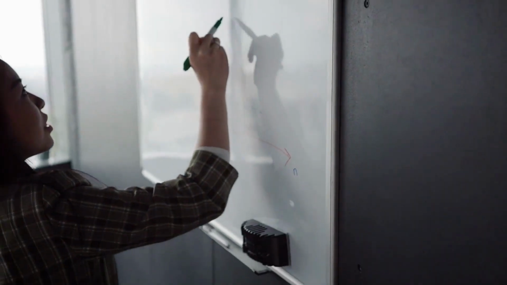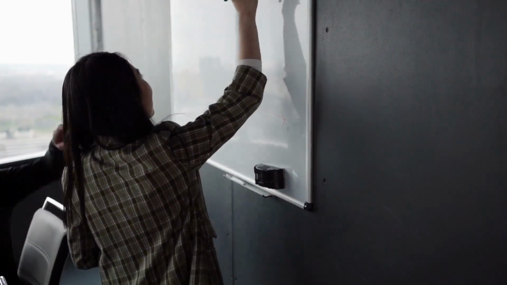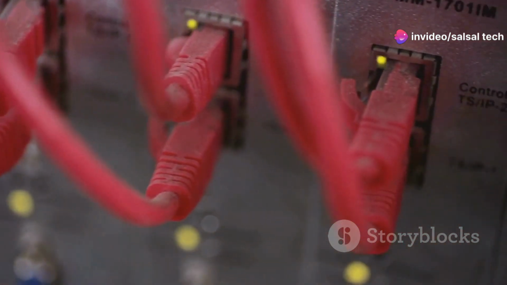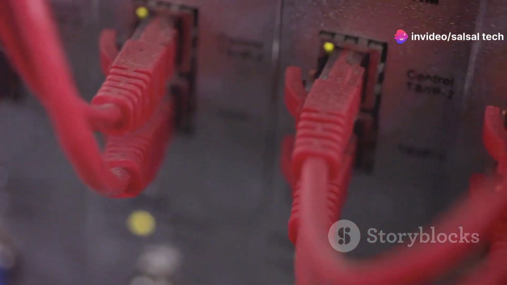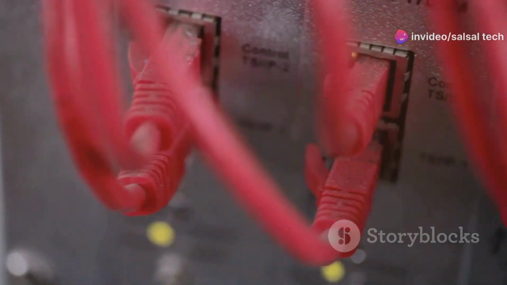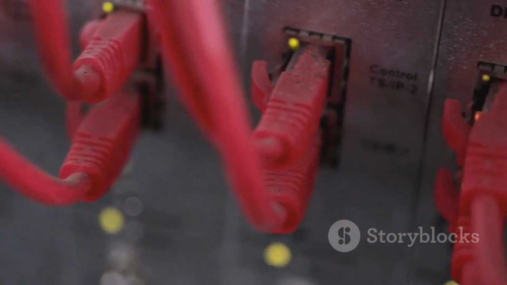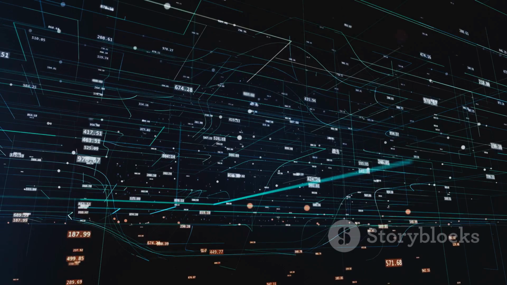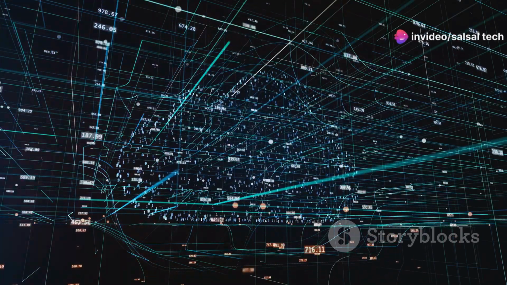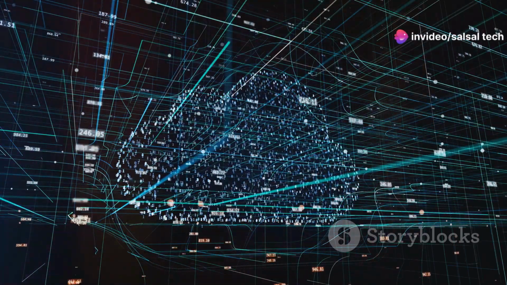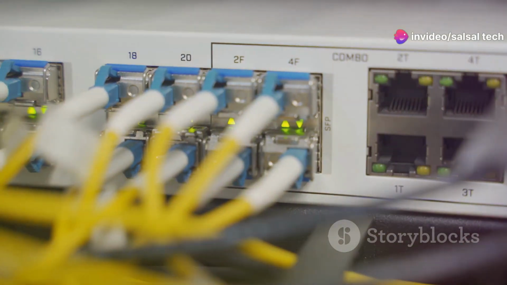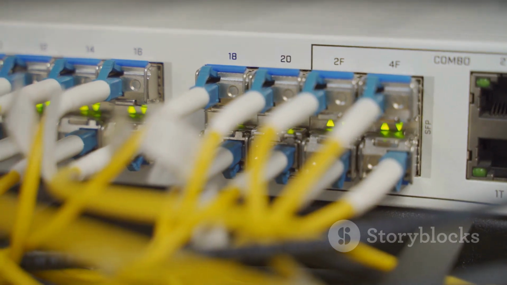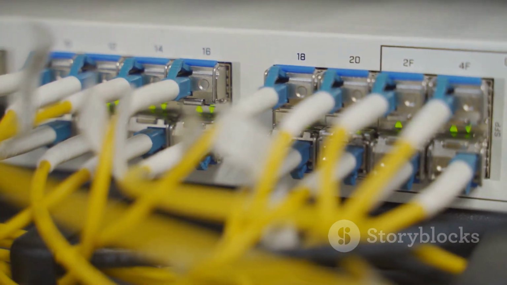LSA Type 3 is known as the Summary LSA, a crucial component in OSPF networks. It is created by area border routers, or ABRs, which play a vital role in OSPF. ABRs are responsible for connecting different areas within an OSPF network, ensuring seamless communication. They summarize the detailed information from one area and efficiently send it to other areas, reducing complexity. The Summary LSA includes essential details such as the ID of the destination network and the cost to reach it, which is crucial for routing decisions.